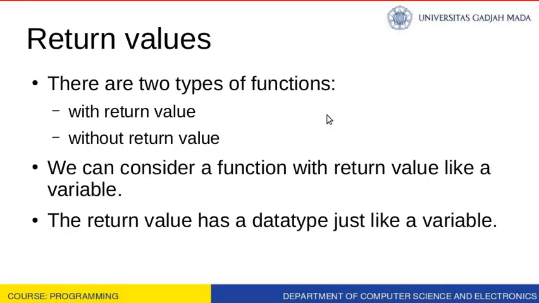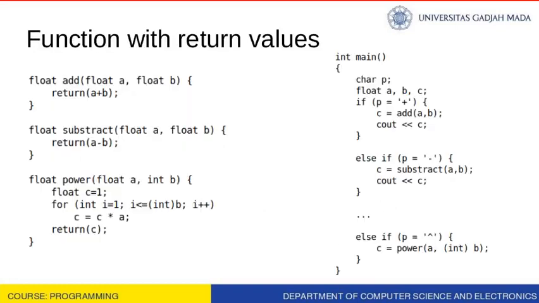And the function can have written values. So there are two types of function: with written value or without written value. We can consider a function with written value like a variable. We can treat it as a variable, but of course there will be differences between a variable and a function with written value. And the written value has a data type just like a variable. Let us see an example.